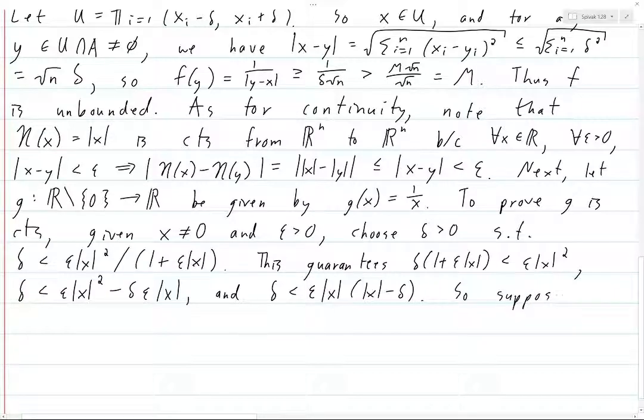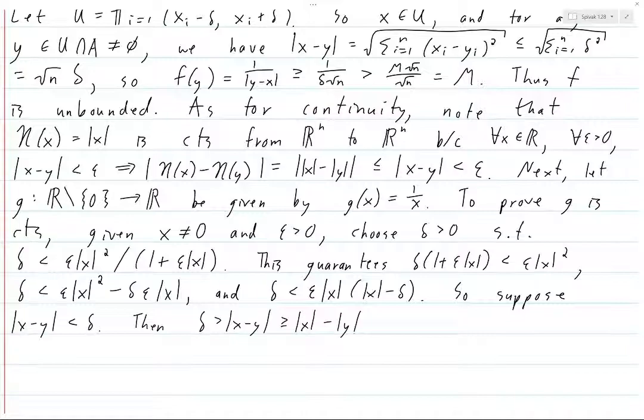To prove that this works, suppose that the norm of x minus y is less than delta, then delta is greater than the norm of x minus y, obviously, which is greater than or equal to the norm of x minus the norm of y. This is just, you first do the reverse triangle inequality, and then you remove the absolute value signs on the very outside, because that can only decrease what you get.